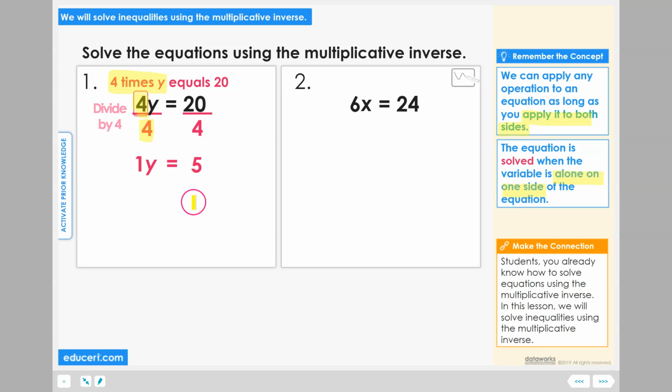1 times y equals y, so our final solved equation is y equals 5. This equation is solved because the variable y is alone on one side of the equation. y equals 5 is the value that makes 4 times y equals 20 true. Your turn. Use the multiplicative inverse to solve the equation in problem number 2.